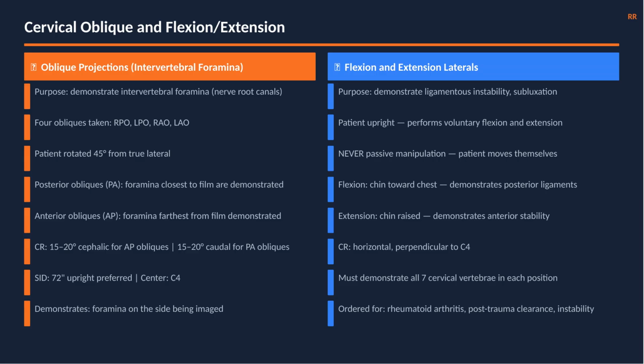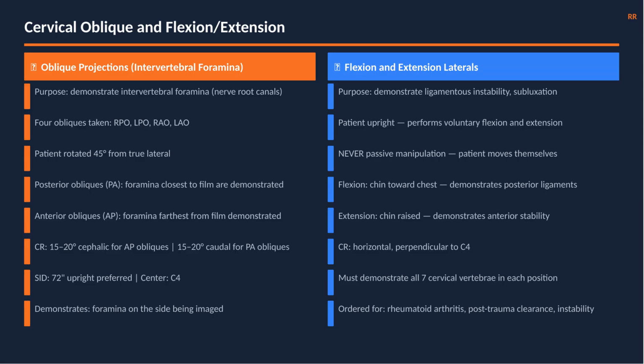Flexion and extension laterals. Purpose, demonstrate ligamentous instability or subluxation. Patient upright, voluntary flexion and extension. Never passive manipulation. The patient moves themselves, the radiographer does not move the head.